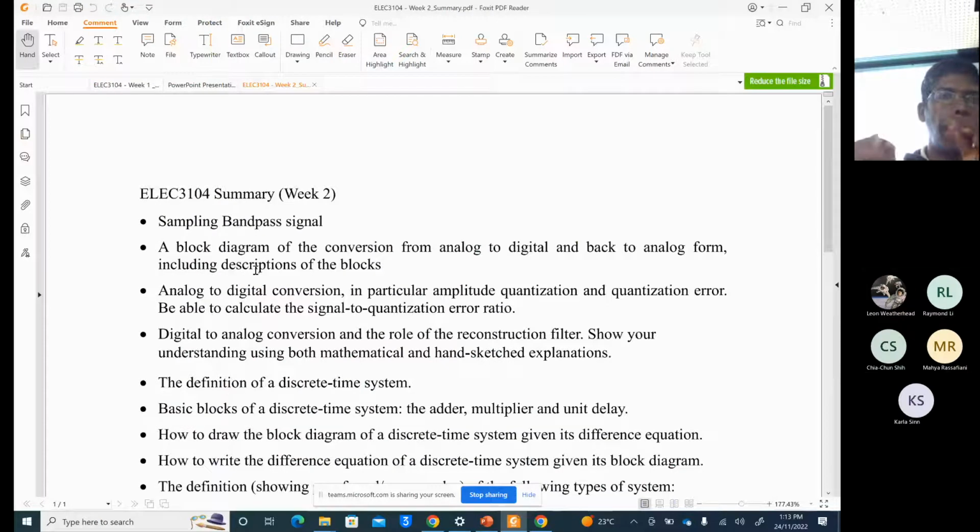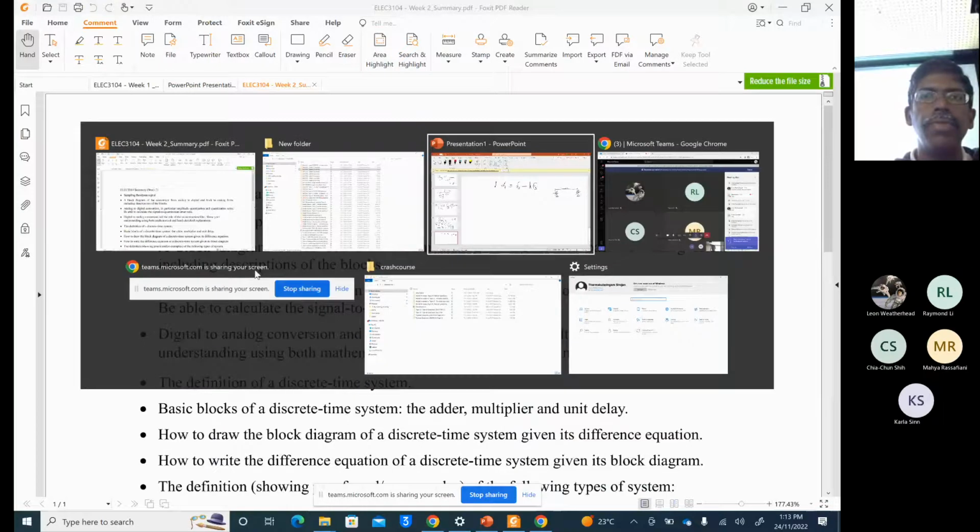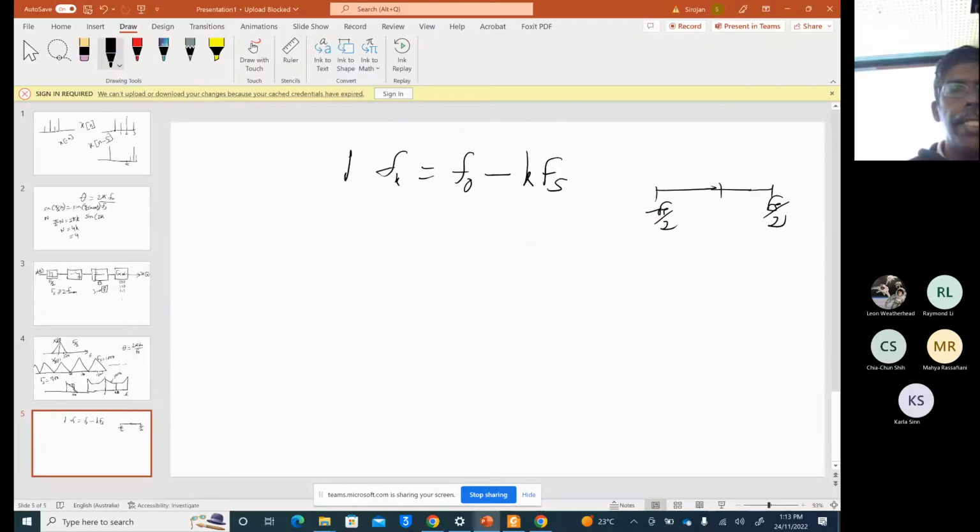Yeah, so sampling bandpass signal. The special case of this bandpass sampling is, I told you that we have to get twice the maximum frequency to sample it. So here, let's say we have a bandpass signal from 2K to 4K. From 2K to 4K, we have a signal.